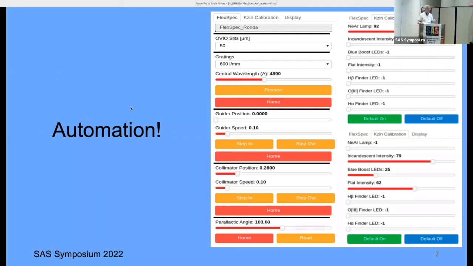The gadget is something that you can design and put up there. So if you want to add an element to your spectrograph or to any instrument, really, you can follow the architecture. Across the top, you'll see some tab bars. If I hit one of the tab bars, it goes over to the Kaizen calibration. So there are two pieces in the right-hand column there.